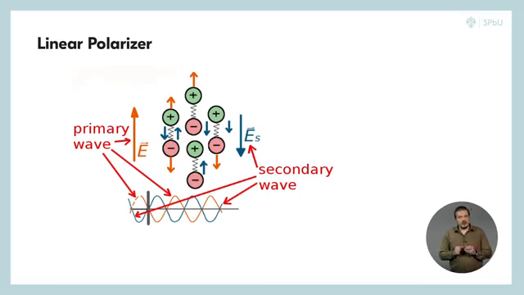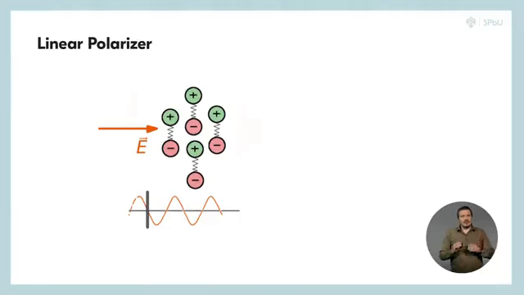and second, in the opposite direction, to that side of the crystal where the primary wave came from. This secondary wave, going in the opposite direction, is perceived by us as a reflected wave. And you may notice that this reflected wave is still polarized in the same direction as the primary wave, which is the direction of orientation of dipoles in the crystal.